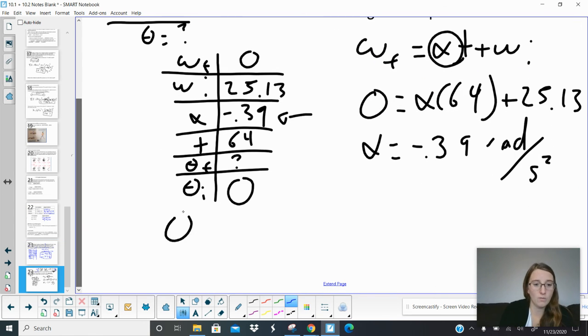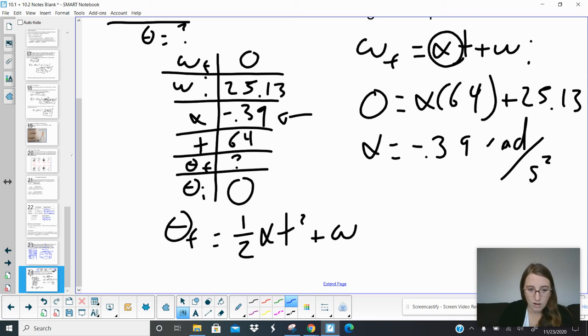So we've got theta final equals 1/2 alpha t squared plus omega initial t plus theta initial. There we go. Be very careful. Pay attention to what I'm writing, not what I'm saying.